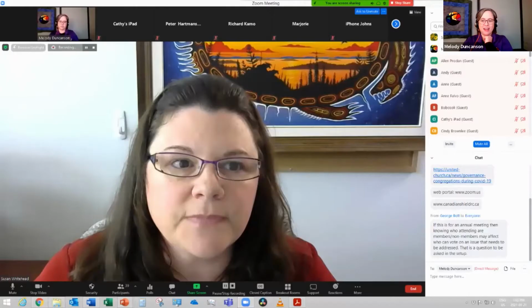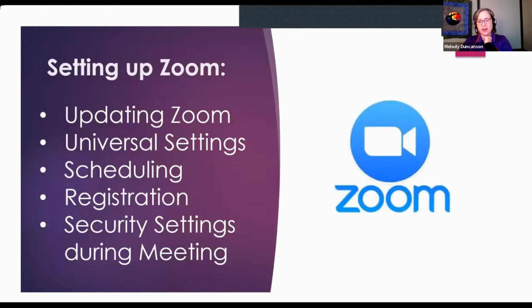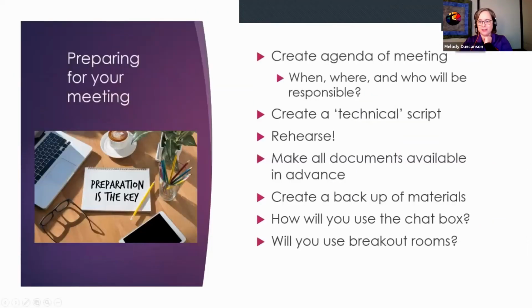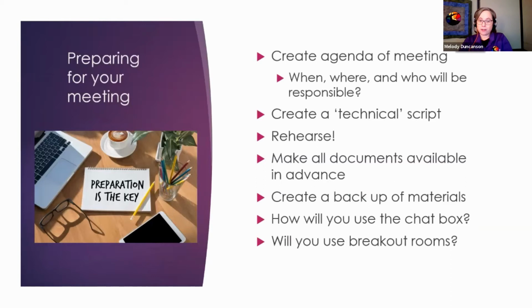Yay. Okay. So we're going to talk a little bit about how to prepare for an annual congregational meeting that's on Zoom rather than a regular annual meeting, which in and of itself, the in-person annual meeting generally does take some preparation to start with. So the first thing that you would do for any meeting is to create the agenda. So what is it that you're going to be addressing? And take a look at it strategically. Who is going to do what, when?